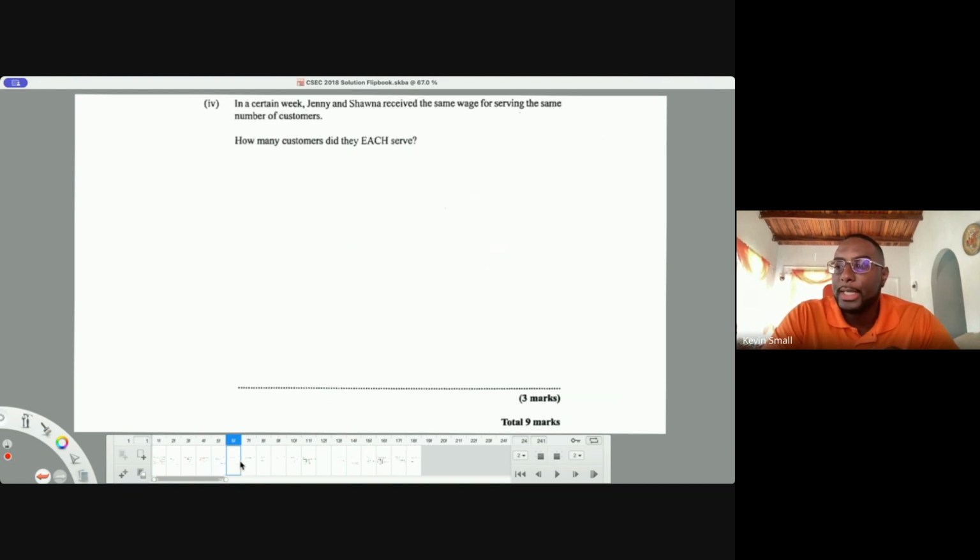Now, using the information for Jenny and Shauna, you have to be able to go back and see the formula. But Jenny and Shauna have the same wage for serving the same number of customers. How many customers did each serve? In some particular week, they got the same pay, even though the formulas are different. It depends upon the number of customers that they serve. So we have to figure out what is this unique number of customers that allows both of them to have the same pay at the same time.